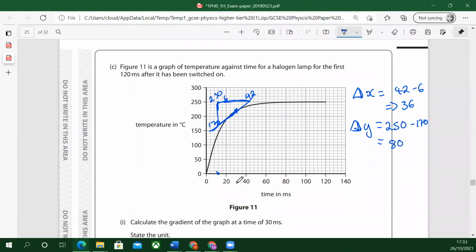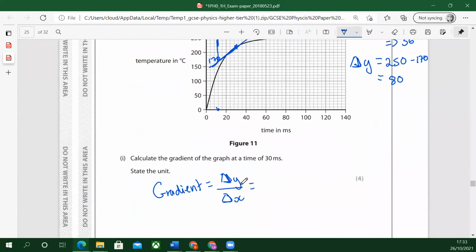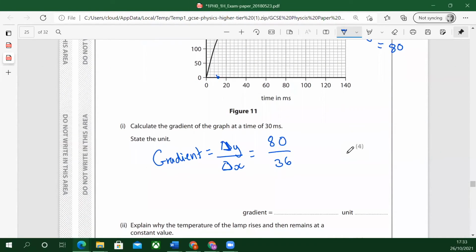Okay, and let's do the gradient. So gradient is delta y over delta x. So delta y, 80, and 36. Let's just work that out, because obviously it depends on where you drew your graph. So it shouldn't vary too much, but just a very little bit, depending on where you drew your graph. Okay, 2.2 recurring. We're going to put 2.2, round it up.